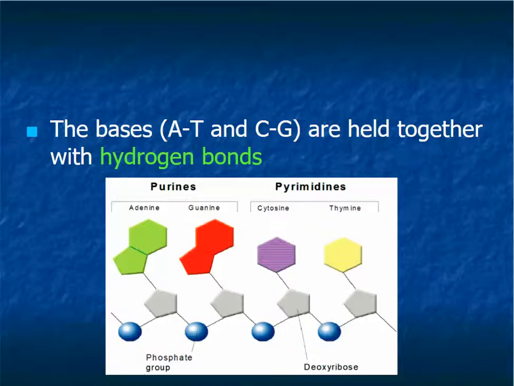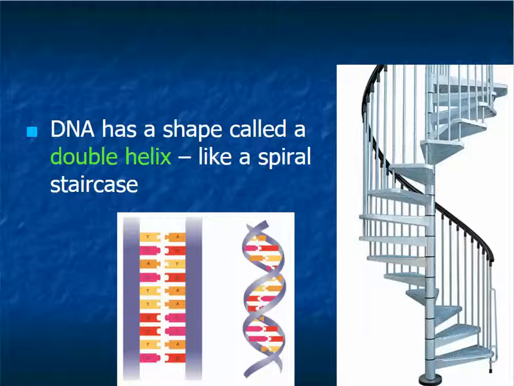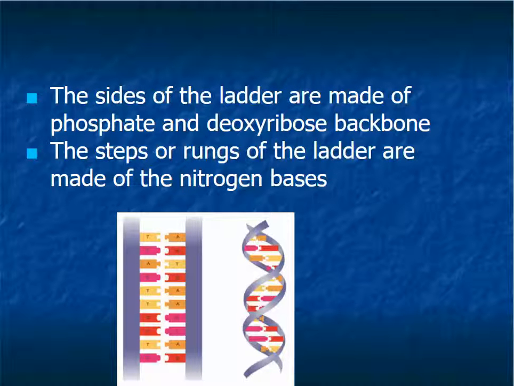So when you put it all together, it has a shape that's called a double helix. It looks similar to what a spiral staircase would look like. So on that, if you look at the sides of that ladder or the staircase, they are made of phosphate and deoxyribose, while the rungs or the steps are nitrogen bases.